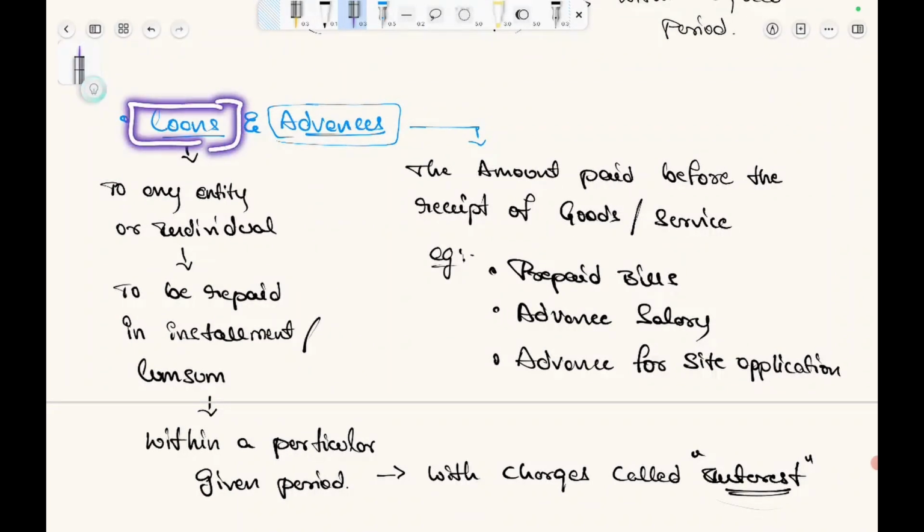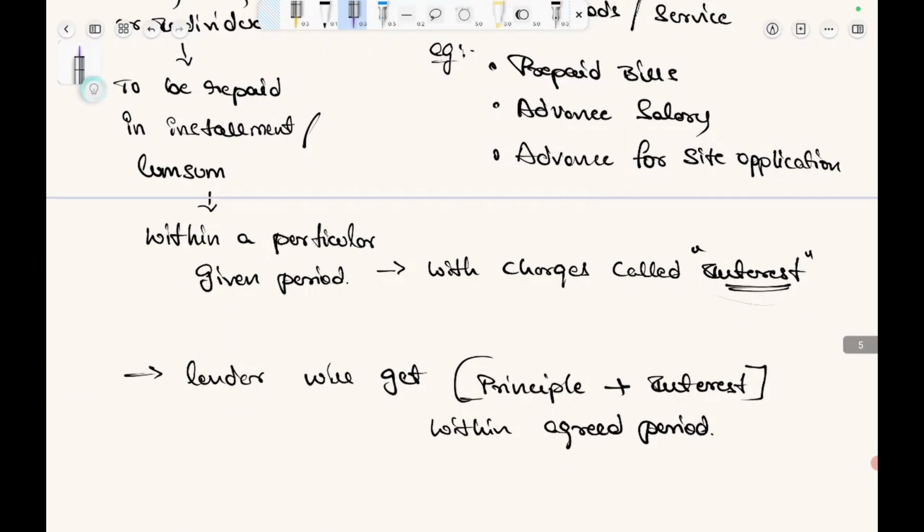When it comes to a loan, this is something you give to some individual or entity with an obligation to be repaid, whether in installments or lump sum, within a particular given period with charges called interest, which means we charge interest to the borrower, and the person who gives the loan is called the lender. So the lender will get the principal amount, the amount which he has given, and interest on that, the return he expects from the borrower within the agreed period.